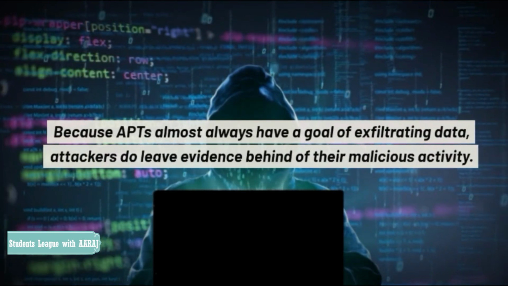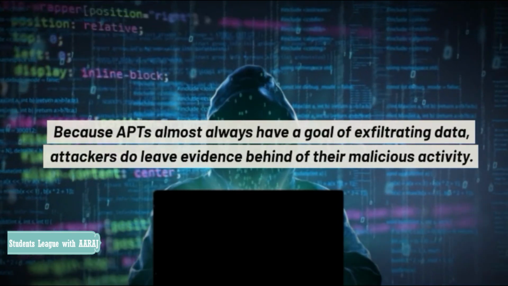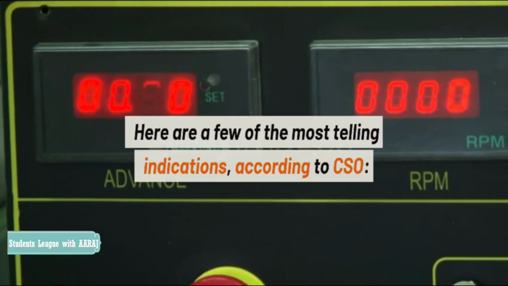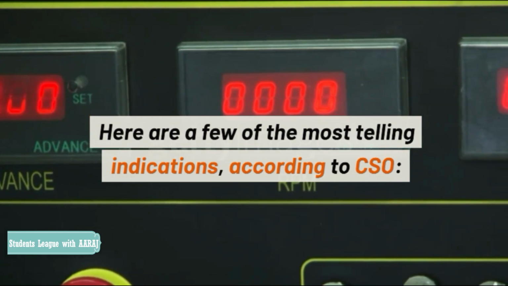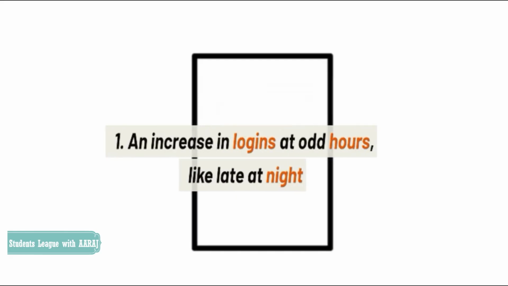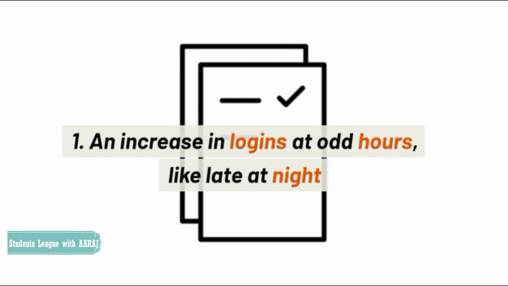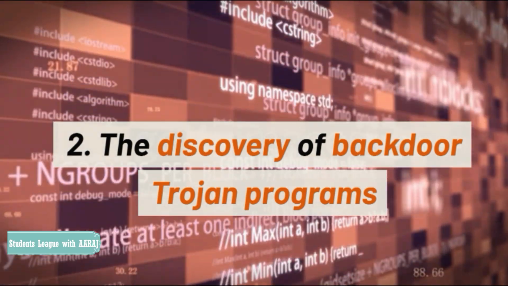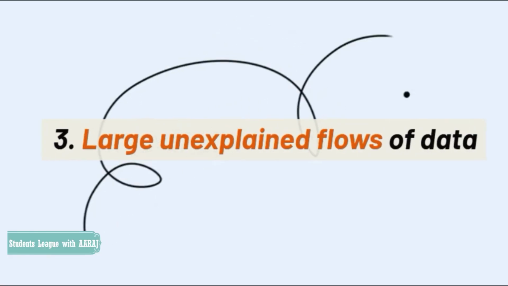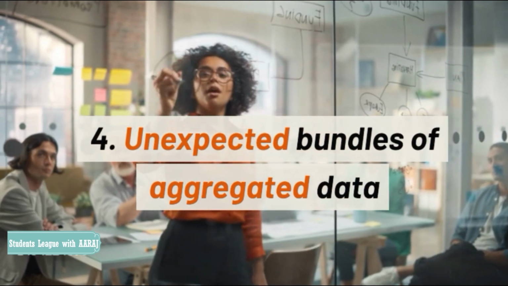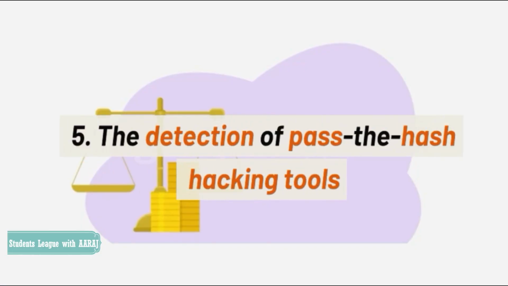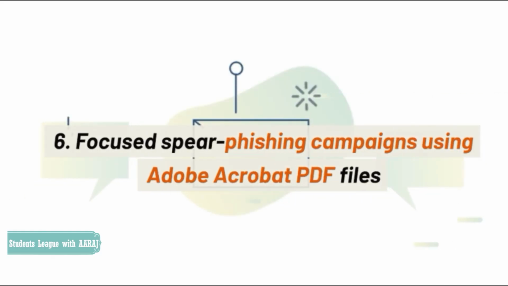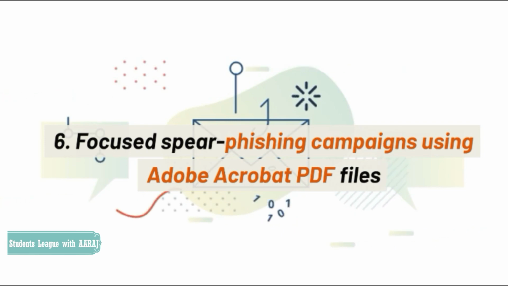Clues to an APT in an enterprise environment. Because APTs almost always have a goal of exfiltrating data, attackers do leave evidence behind of their malicious activity. Here are a few of the most telling indications, according to CSO. An increase in logins at odd hours, like late at night. The discovery of backdoor Trojan programs. Large unexplained flows of data. Unexpected bundles of aggregated data. The detection of pass-the-hash hacking tools. Focused spear phishing campaigns using Adobe Acrobat PDF files.